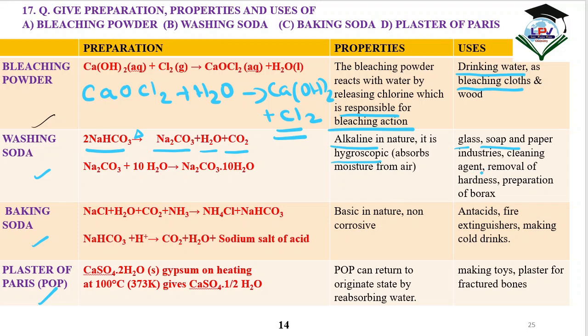The uses of washing soda: it is used as a cleansing agent, for removal of hardness in water. It is used in paper industries for cleaning, and it is used to prepare borax, soap, and glass. Now, coming on to baking soda. Baking soda and baking powder are not the same.